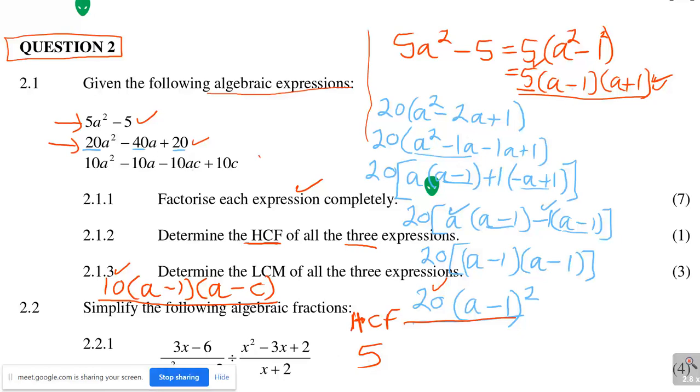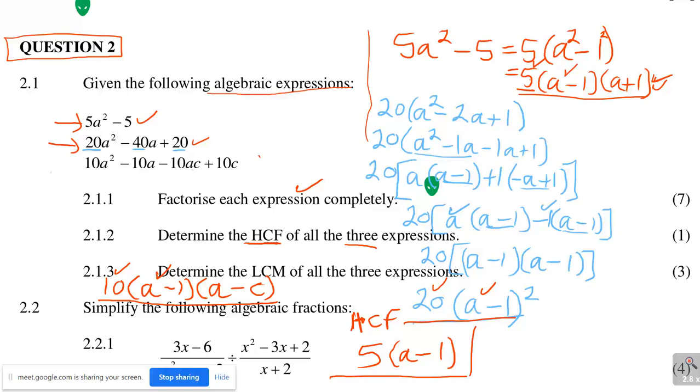Let's move on. I've got a minus 1 on the first one. I have a minus 1 squared, which is good. And I have a minus 1 on the other one. Do you see that a minus 1 is there on all the three? Yeah. And the other one is squared, but I take the smallest power, which is a minus 1. It's only that one that is repeating in all the three. So that is your highest common factor.